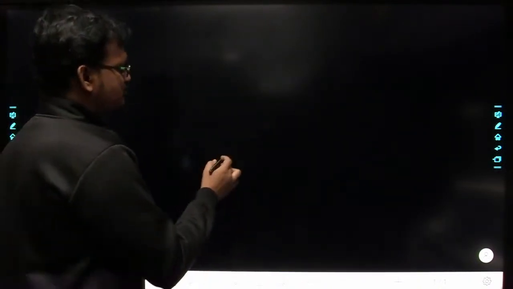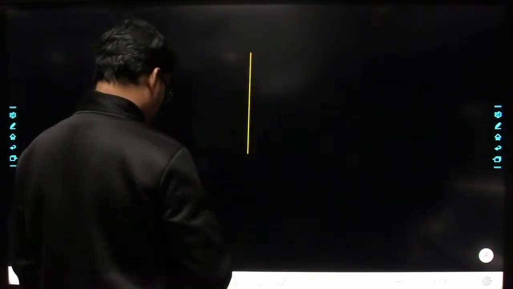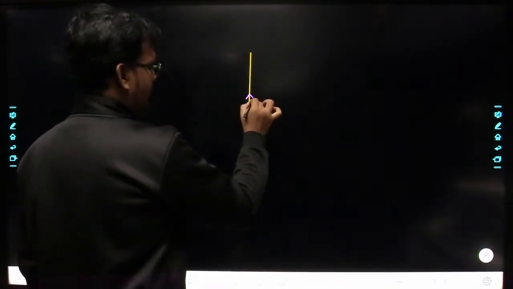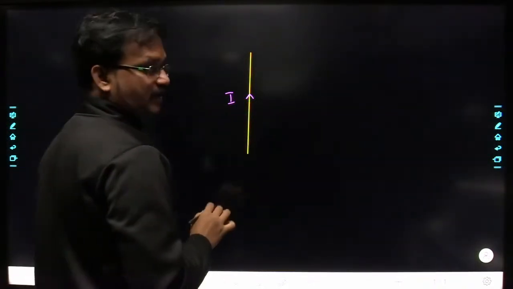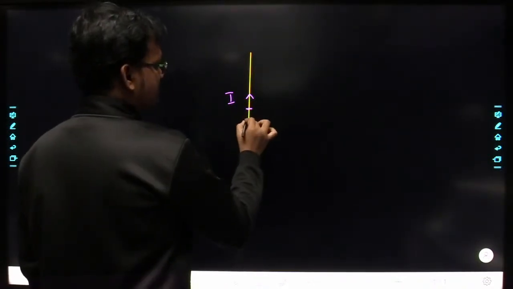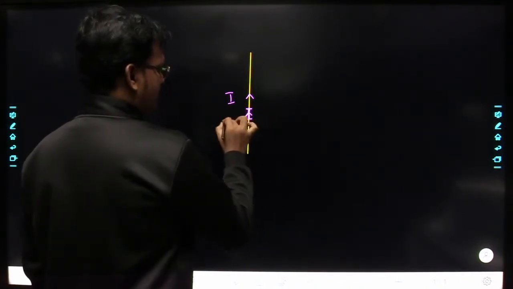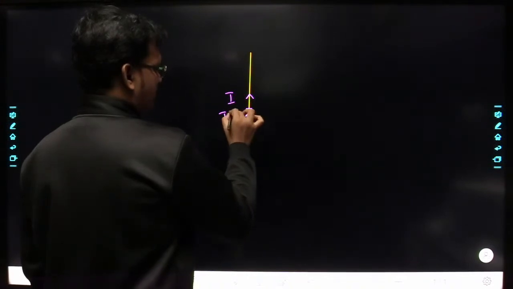So, what is this Biot and Savart's law here? If you are having a current carrying wire, carrying the current, and now if you consider a small differential current element, that is I dL bar.